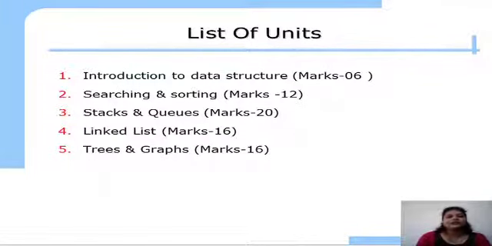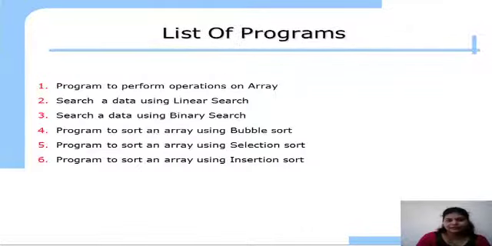These are the list of units. You have total 5 units in your syllabus. Introduction to data structure having marks 6, searching and sorting unit 2 having marks 12, unit 3 stack and queue having marks 20, unit 4 linked list having marks 16, and unit 5 is tree and graph marks 16. In first unit you are going to learn what are the types of data structure. Stack and queue and linked list are the three linear data structures, whereas tree and graphs are the non-linear data structures.